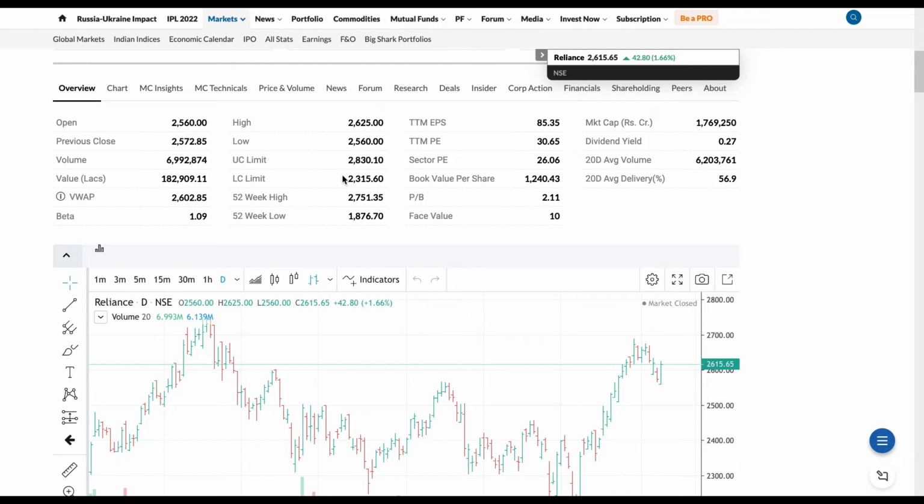Then there is sector PE. This is the average price to earnings ratio of a sector or industry, and it is used as a benchmark to compare the PE of a stock against the industry, and this needs to be compared between two companies of the same sector. For example, for Infosys, you'll compare it against Wipro because both are IT companies, so Infosys and Wipro go hand in hand. Then there's the book value per share.